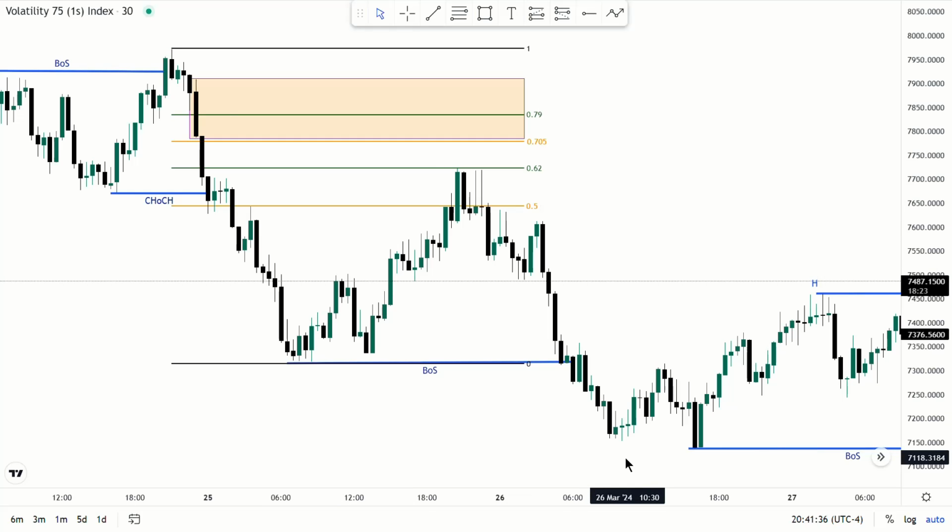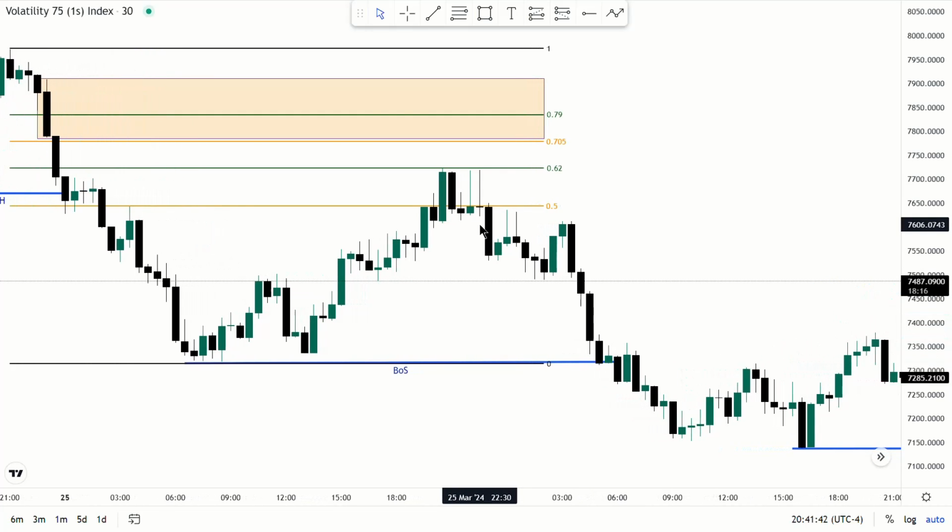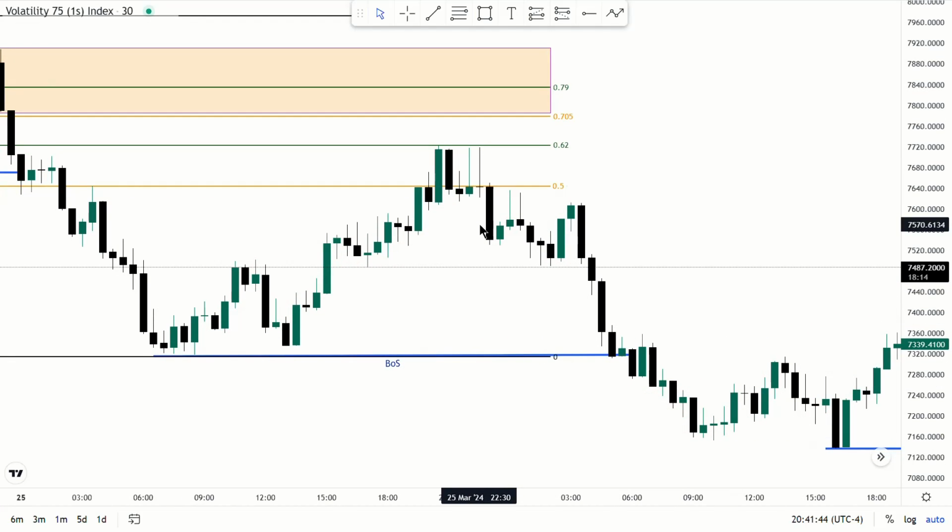Now I want you to focus just on this area here. I hope you can see anything worth taking a trade on. Like I said, I'm a very big fan of single candle order blocks. Here the single candle order block that we are talking about is this candle right here.